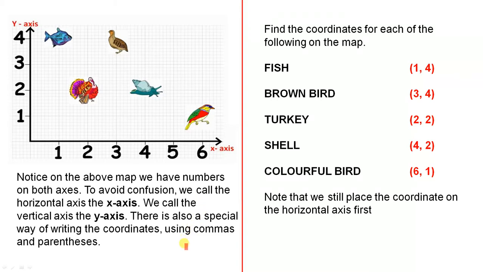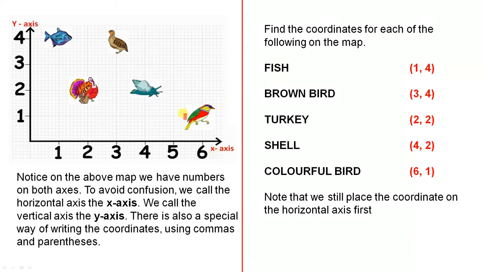There is also a special way of writing the coordinates using commas and parentheses. Now I told you this was a little bit of an extension. It's a little bit advanced, but I think you'll understand it if you follow it carefully. Find the coordinates for each of the following on the map. We always use the horizontal one first. Think of the letters of the alphabet. X comes before Y. That helps you to remember that you use X first.